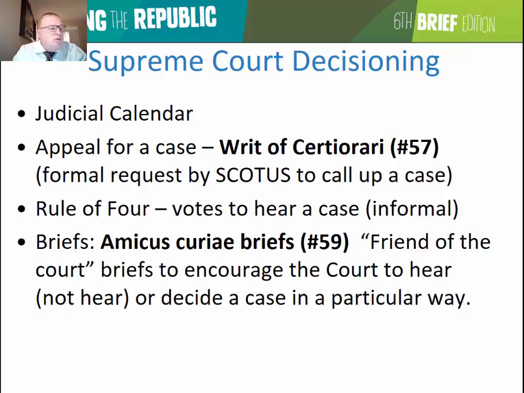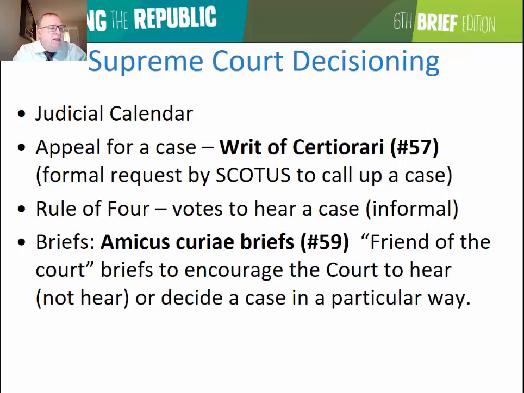So that's the writ of certiorari, number 47, is a petition by someone who lost a case at the lower level for the Supreme Court to take their case on appeal. And it takes the rule of four. It takes four votes. Of the justices have to put their hands up informally, when they sit around the table, to actually decide whether to hear a case or not.